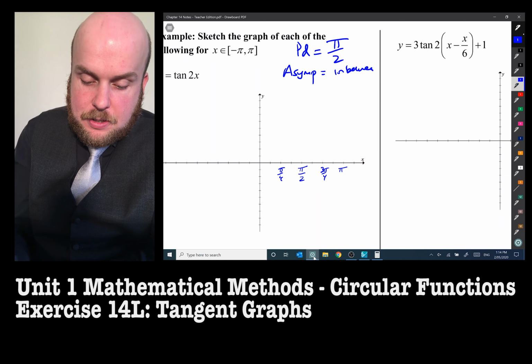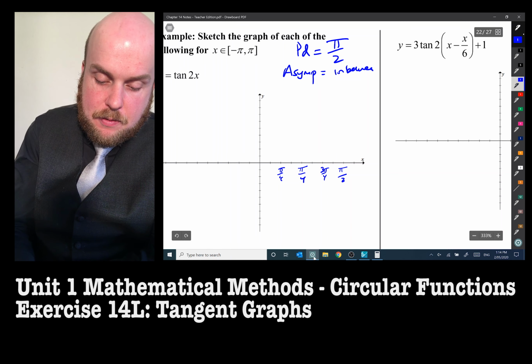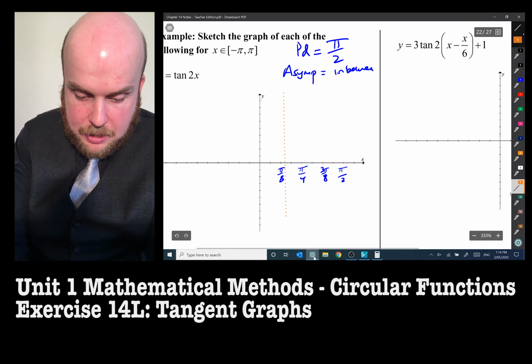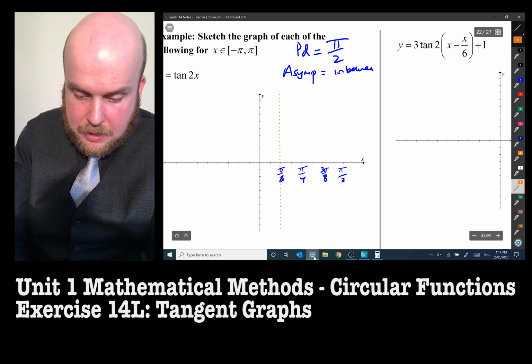Oh, the period is pi on 2, isn't it? Silly me. So that should be pi on 2. That'll be pi on 4. That's going to be pi on 8. And that's going to be 3 pi on 8. So we can put our asymptotes in. It'd help if I could do this in a straight line. That's straight enough.